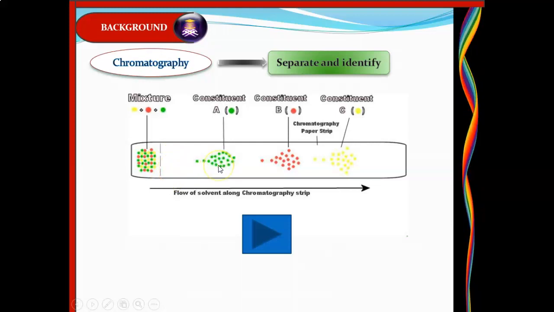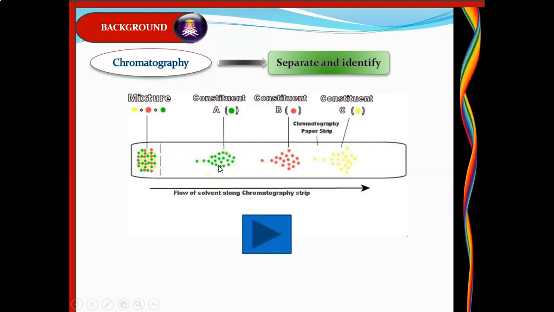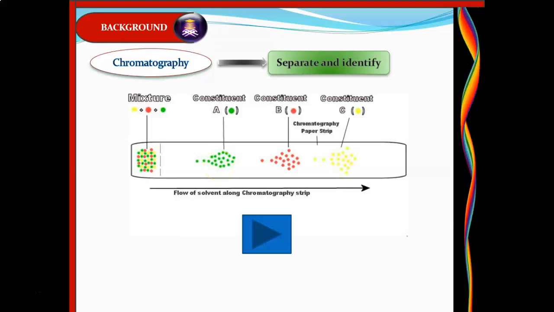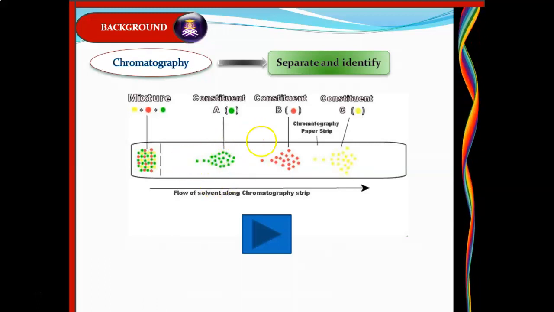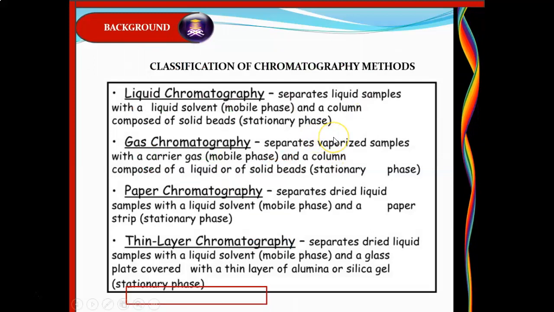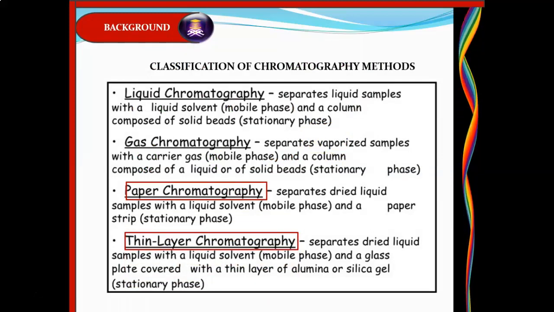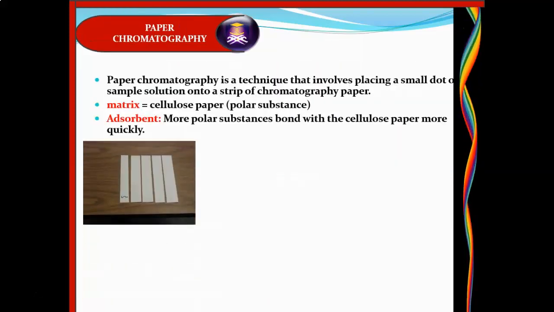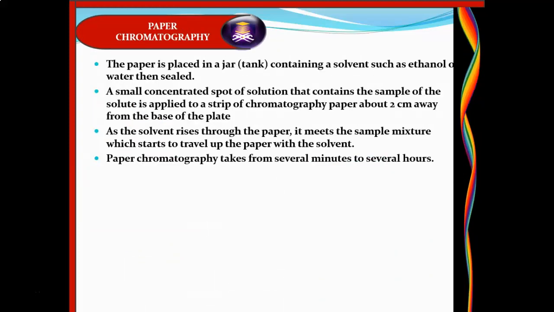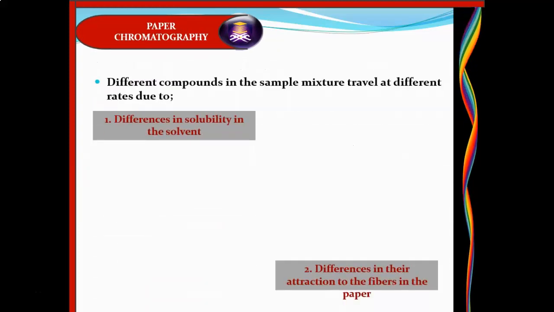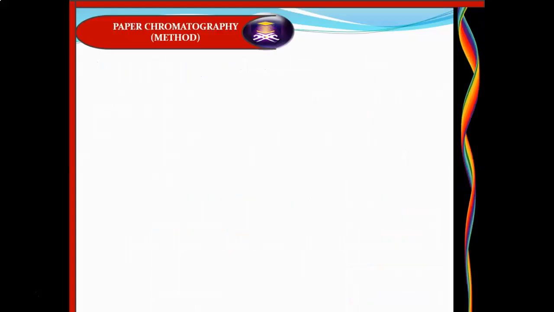So it will elute ataupun dia akan separate lowest. Okay, lowest. Dia punya masa dia paling lambat keluar. So yang hijau tu paling polar. Okay, most polar. Okay, faham? Don't get confused.